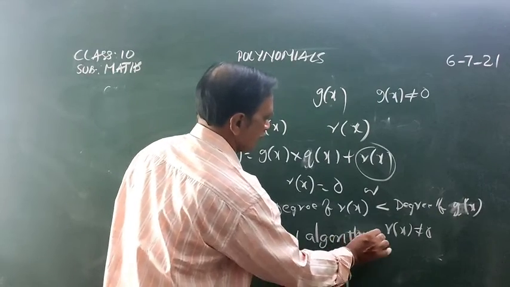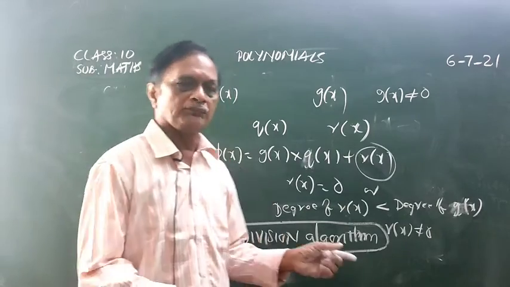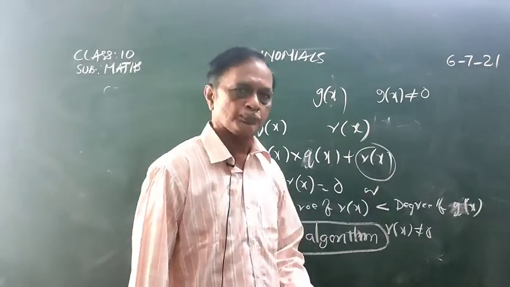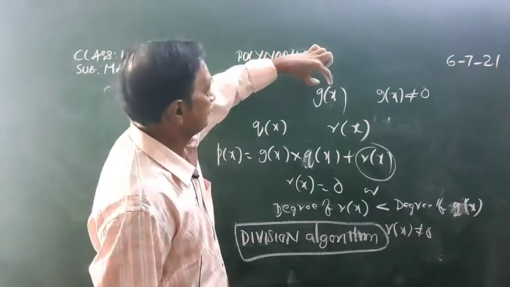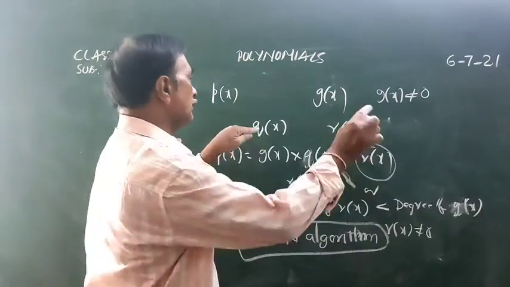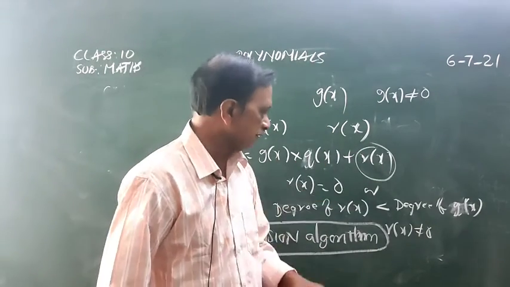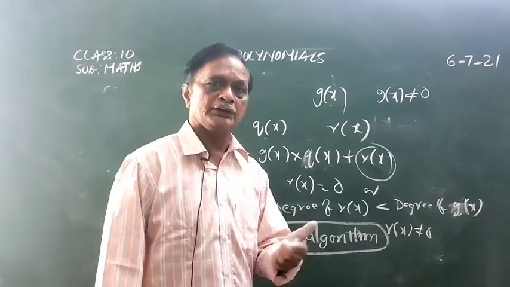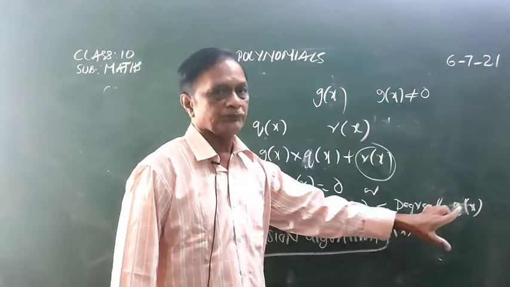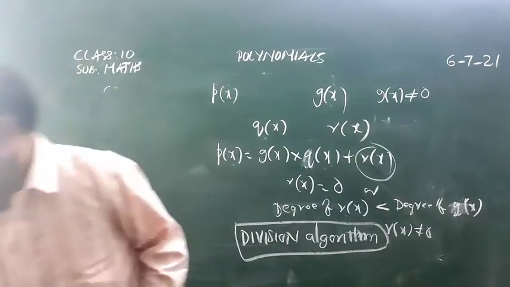So you learned the same in real number sums. Division algorithm or division rule: p of x equal to g of x into q of x plus r of x. So if p of x and g of x are 2 polynomials where g of x is not equal to 0, then you will find 2 polynomials q of x and r of x such that p of x equal to g of x into q of x plus r of x, where r of x equal to 0, that means remainder equal to 0, or degree of r of x is less than the degree of g of x, then r of x is not equal to 0. This rule is called division algorithm.